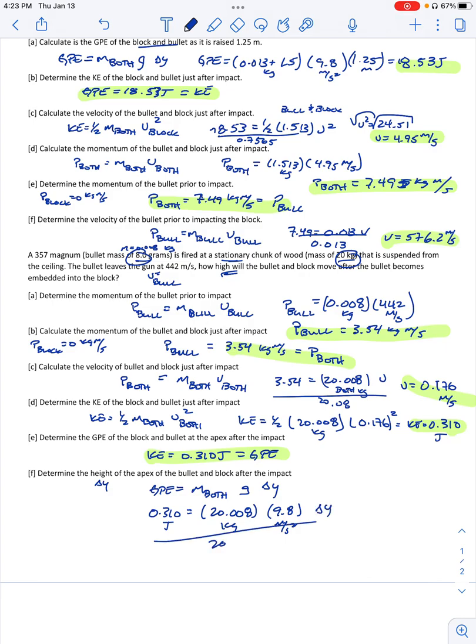So we'll divide both sides by 20.008, let me actually do that. 20.008 times 9.8, all right, this is going to be 196.08. So 0.31 divided by that, we end up seeing our delta y here is 0.0016 meters. What is that, like 1.6 millimeters, so not very far.